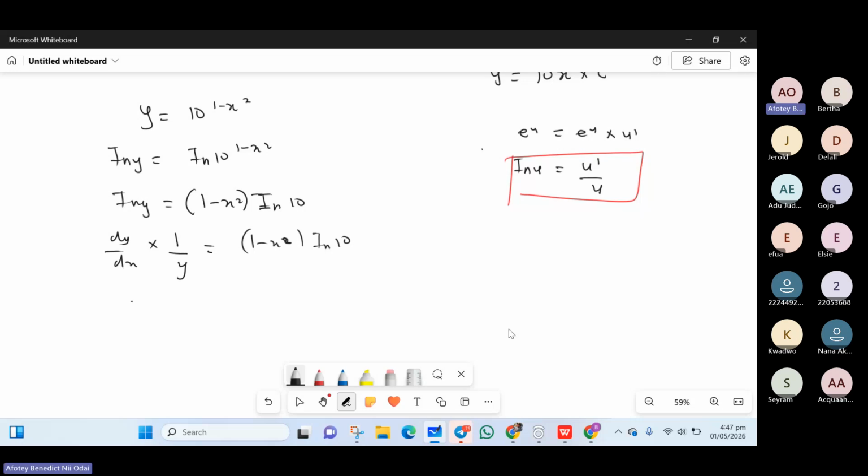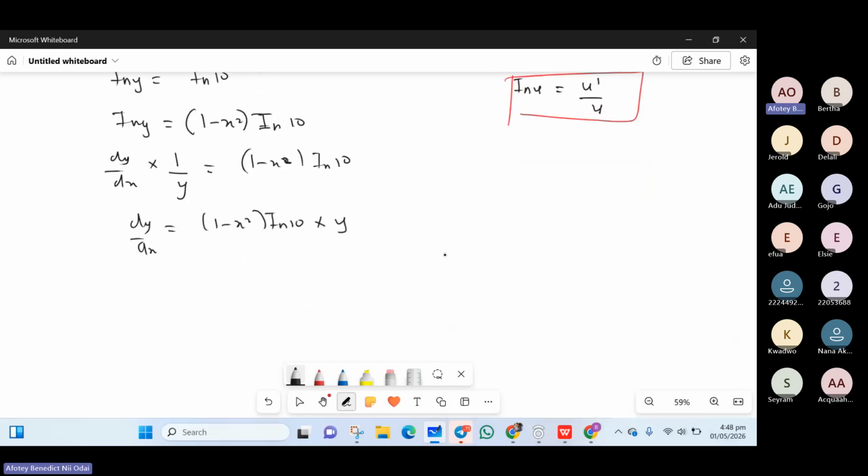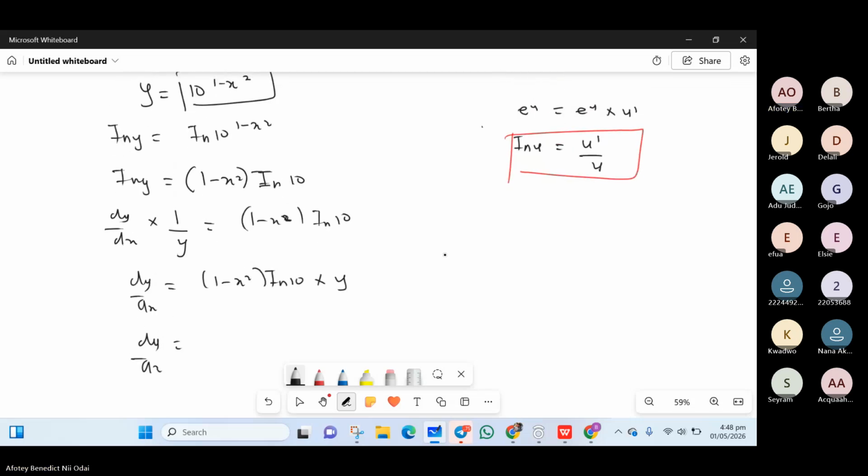So dy/dx is equal to 1 minus x squared, natural log of 10, times y. Our y is our original question. So this finally becomes dy/dx is equal to 10, and sorry, 1 minus x squared natural log of 10, and our original question 10 to the power of 1 minus x squared. So this becomes our final answer.